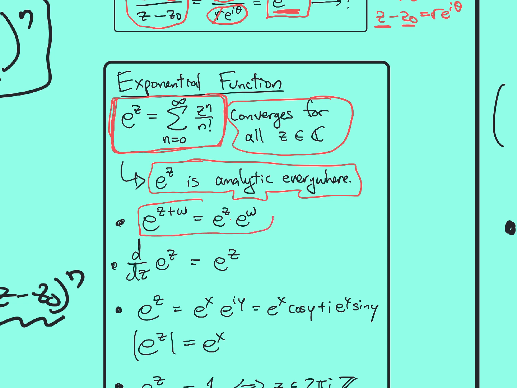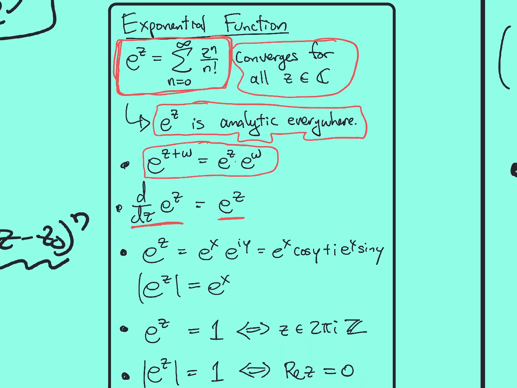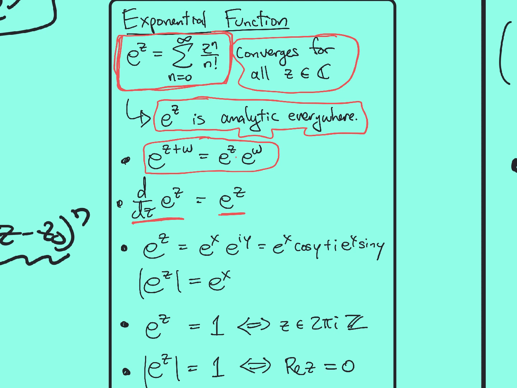It satisfies the usual rule that we're used to for real values, so e to the z plus w equals e to the z times e to the w. Its complex derivative is itself. We can break it apart using the real and imaginary parts of z into e to the x times e to the iy, and e to the iy does equal cosine y plus i sine y for y real here.